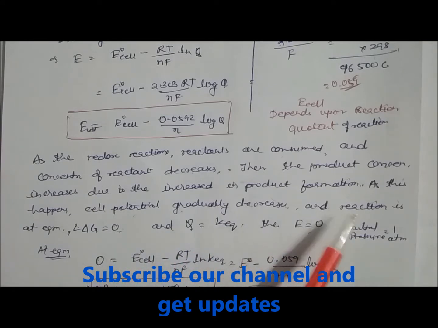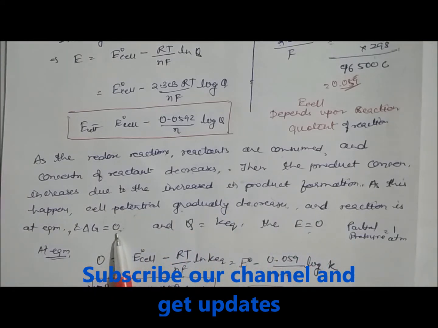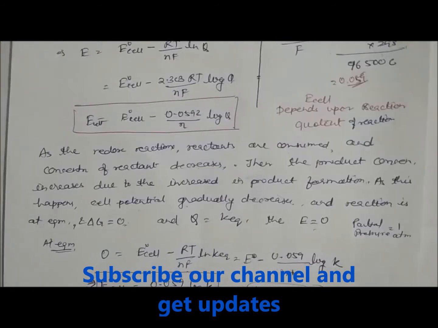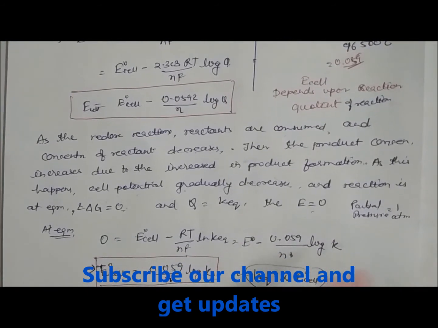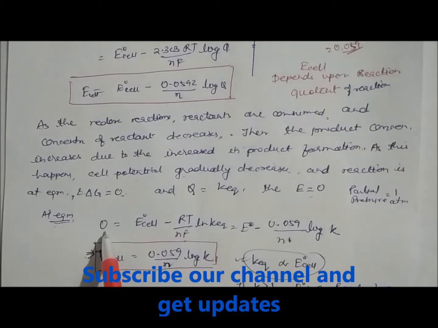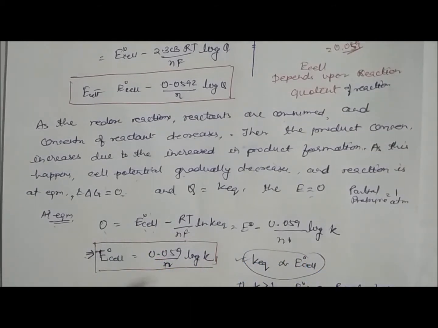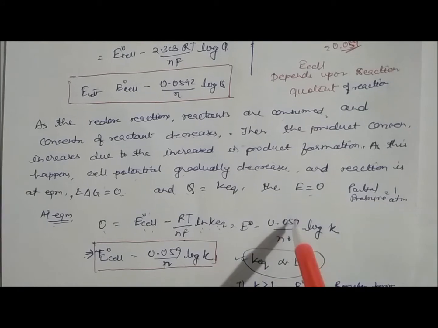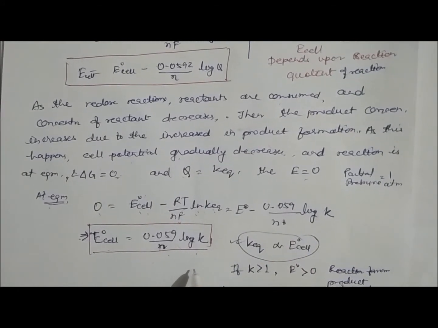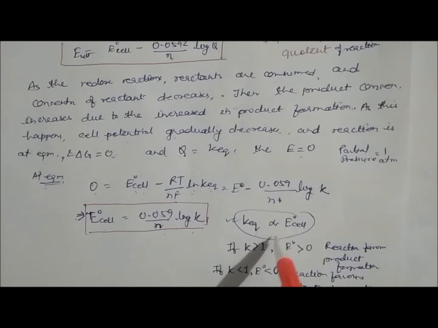So this is the condition of equilibrium, and we know very well that delta G is equal to 0. And if delta G is 0, then Q will be K equilibrium, and E of the cell becomes 0. In that case, partial pressure of hydrogen is also 1. So at equilibrium, this is the equation given by Nernst: E is 0, E naught cell is some value, and RT by nF ln Q, where Q has turned into K equilibrium. So finally E naught of the cell equals 0.059 by n log K. So the constant K is related to the E naught of the cell.